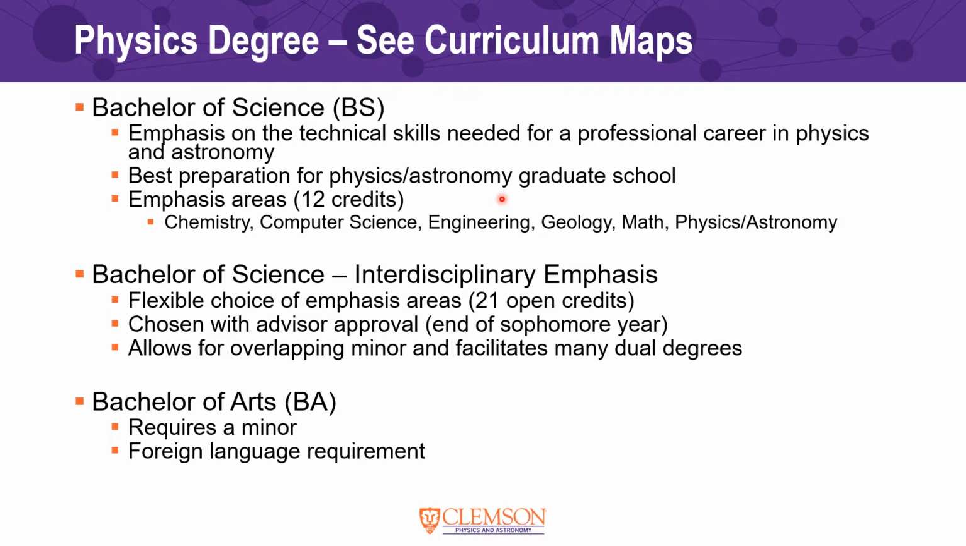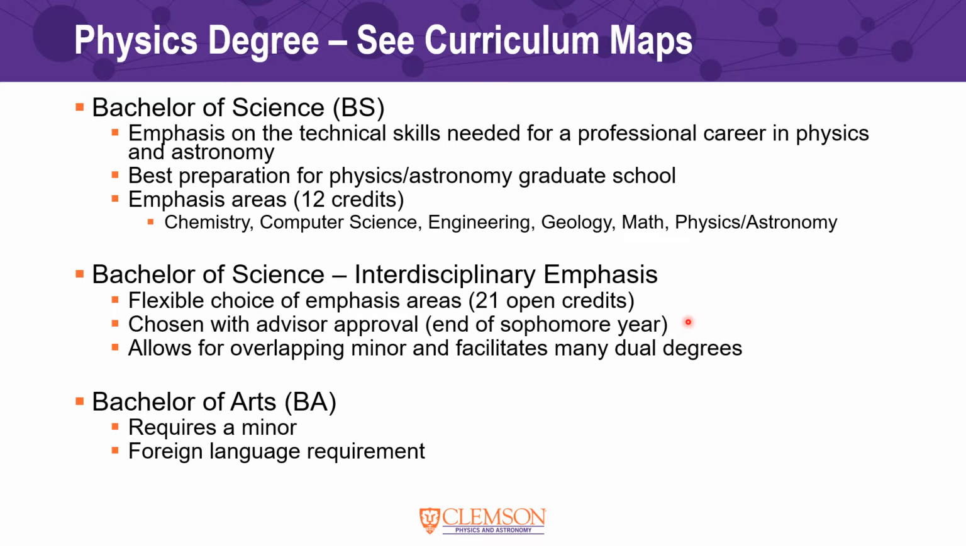We do have a second degree path, which is also a Bachelor of Science or BS, which expands this emphasis area out into something we call the interdisciplinary emphasis area. This is a much more flexible choice. It opens up 21 credits instead of 12. This is something you won't have to choose today or not even for the next year. This is chosen with the advisor's approval at the end of your sophomore year.